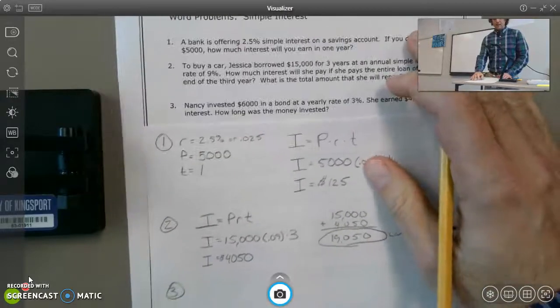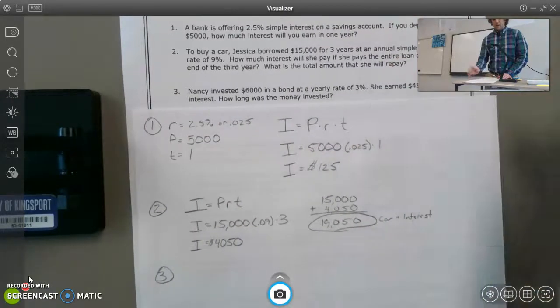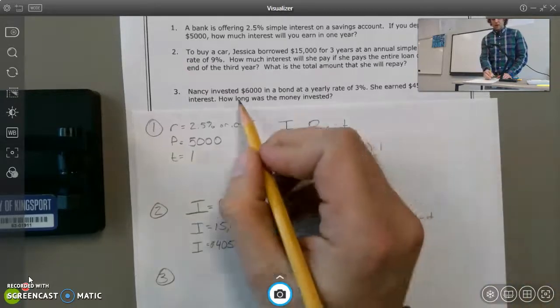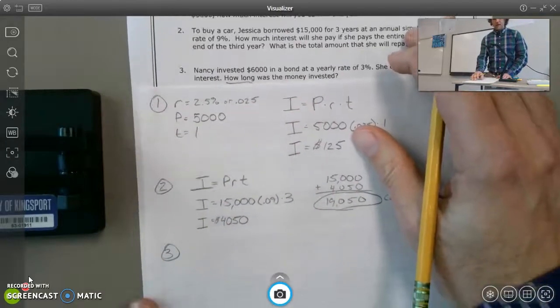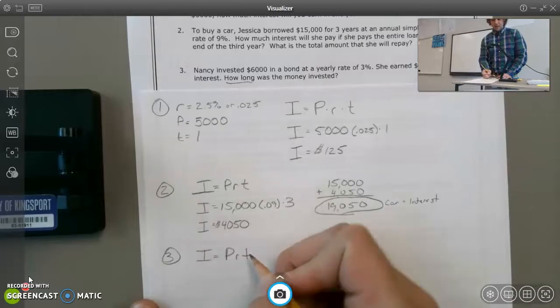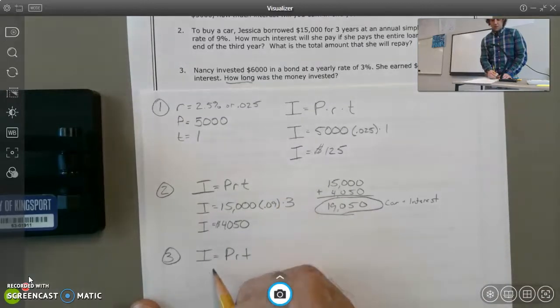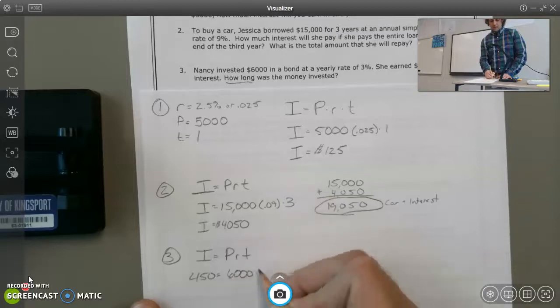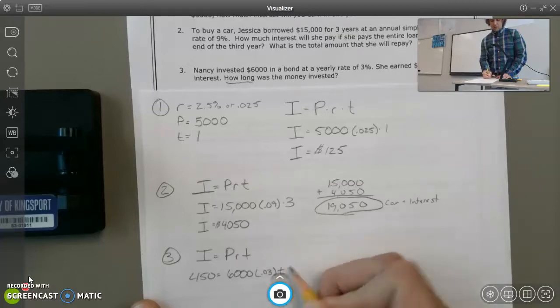Nancy invested $6,000 in a bond at a yearly rate of 3%. She earned $450 in interest. How long was the money invested? By reading this question, we should be able to identify what we're looking for here. Obviously, we're looking for how long, which is time. Okay, so interest equals PRT, and we know that her interest was $450. The principal was $6,000, and the rate was 3%, and we're solving for T.